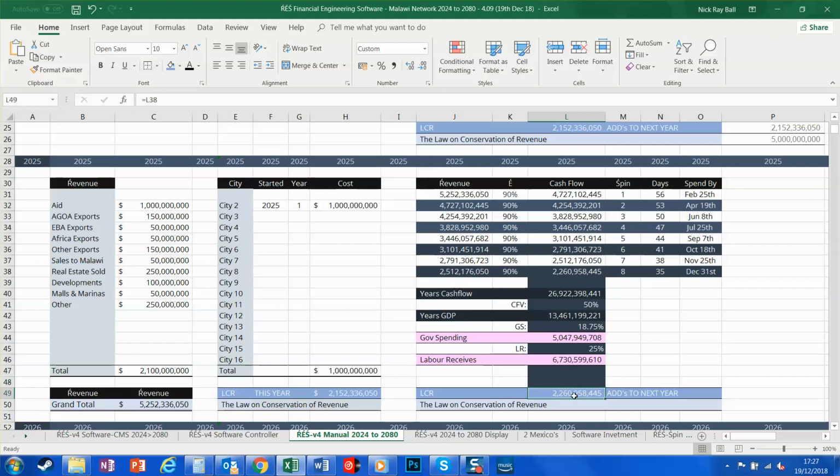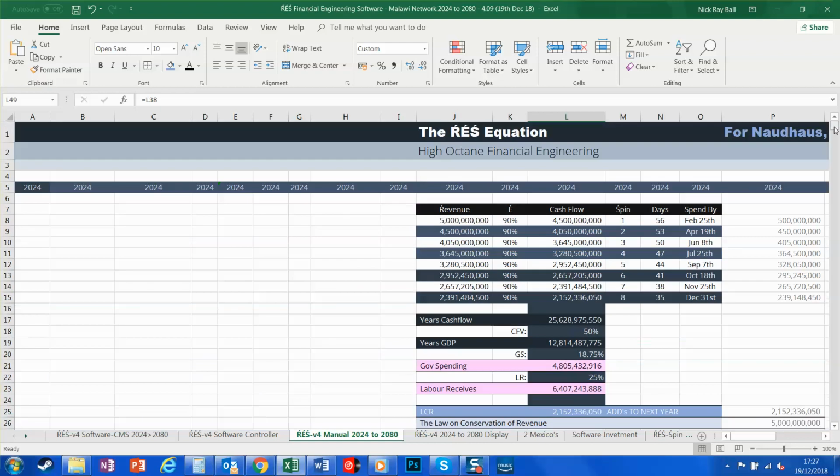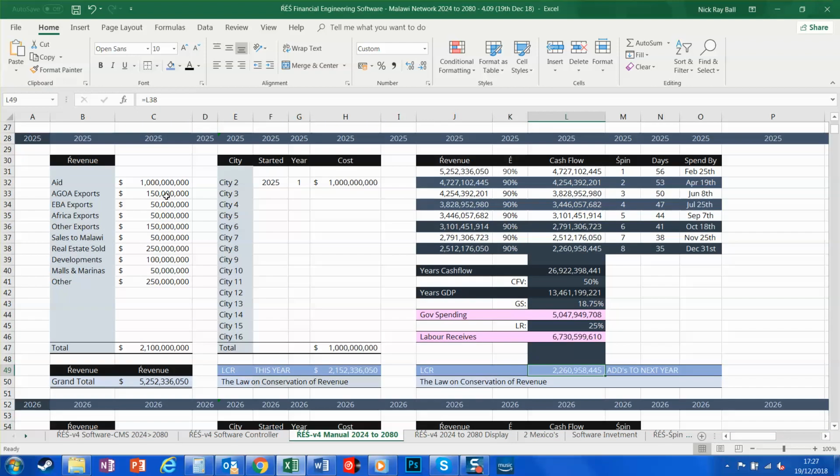And sorry, let's just have a look. On the left, we've got more. You see there's more over here. Here's aid. Here's AGOA exports. That's exports to the USA. And in fact, this should be comparative advantage money made from the exports to the USA, not exports to the USA. But anyway, EBA is the same thing for Europe. Africa exports. Other exports, Asia mainly.